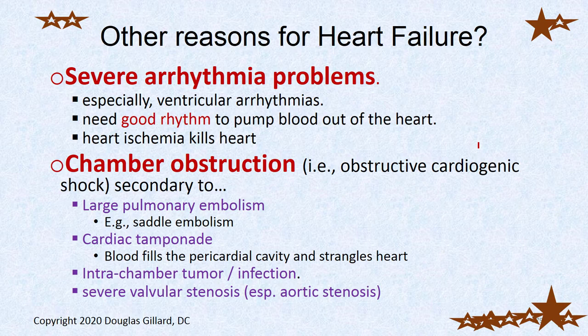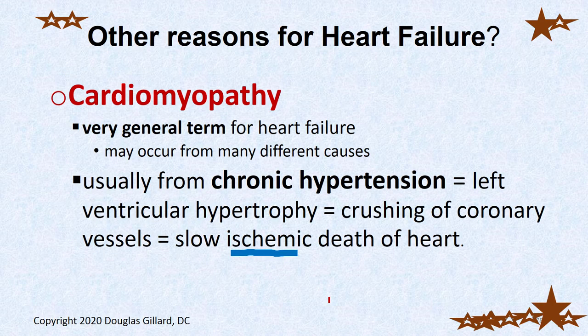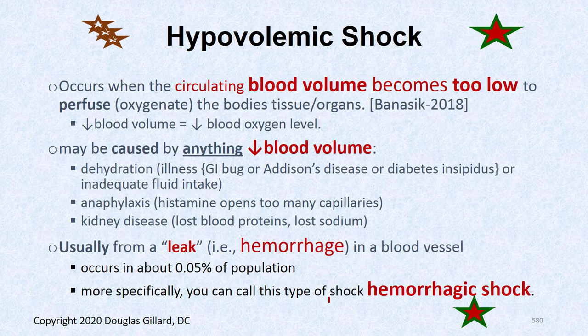Chamber obstruction, yeah, that makes sense. If you have a beaver dam blocking the flow of blood out of the left ventricle, like aortic stenosis, or cardiac tamponade, or maybe a saddle embolism that's just not letting blood flow into the lungs. If blood doesn't flow into the lungs, it doesn't flow into the left heart, and it can't flow out of the left heart. Could be an infection, could be severe aortic stenosis. Yeah, so those can all cause cardiogenic shock.